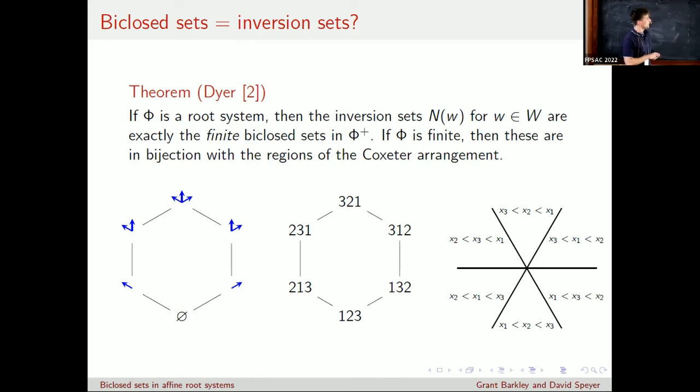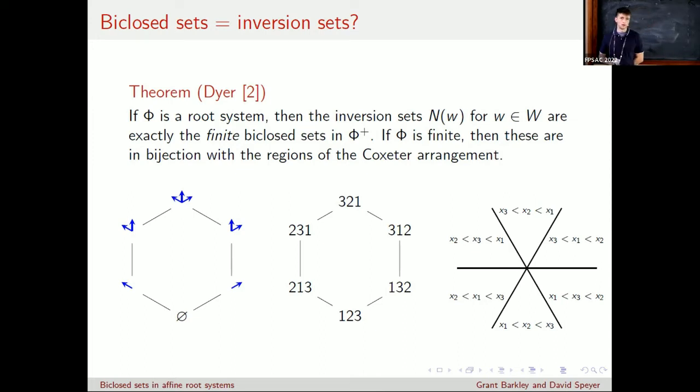So if we have any root system Phi, finite or infinite, then the inversion sets for elements of its Weyl group are exactly the finite biclosed sets in that positive root system. If our root system happens to be finite, then it turns out that these finite biclosed sets are also in bijection with the regions of the Coxeter arrangement. So altogether, this theorem explains why these three pictures look the same. But the reason that these three pictures look the same is because we can forget about the finite everywhere here because our root system is finite.